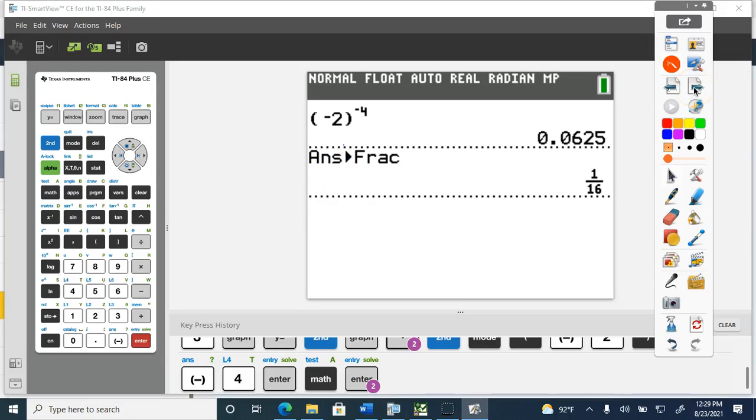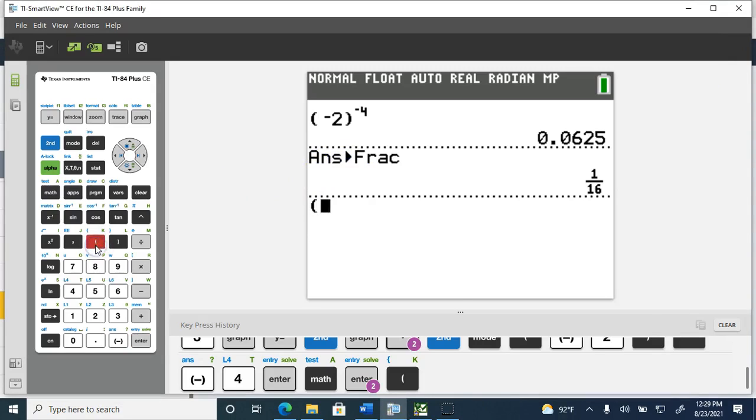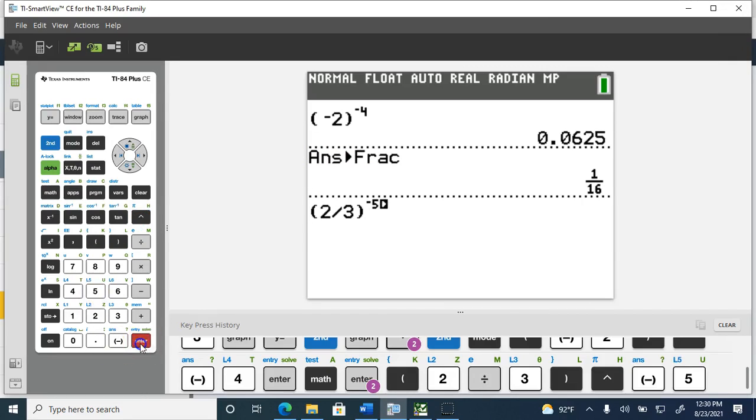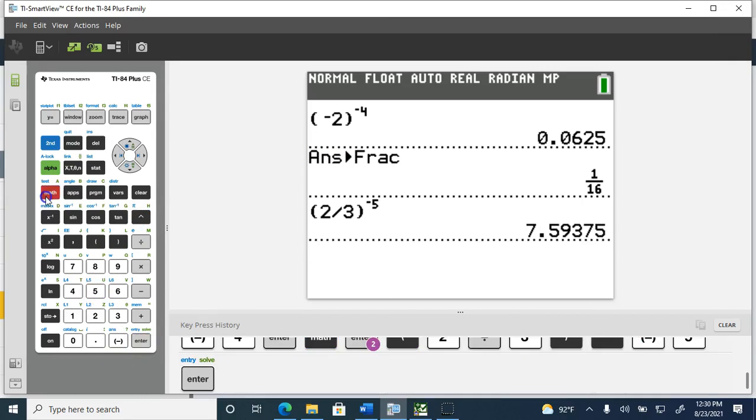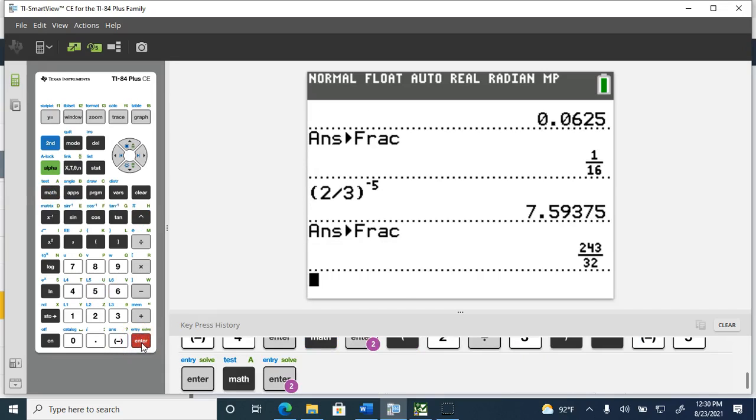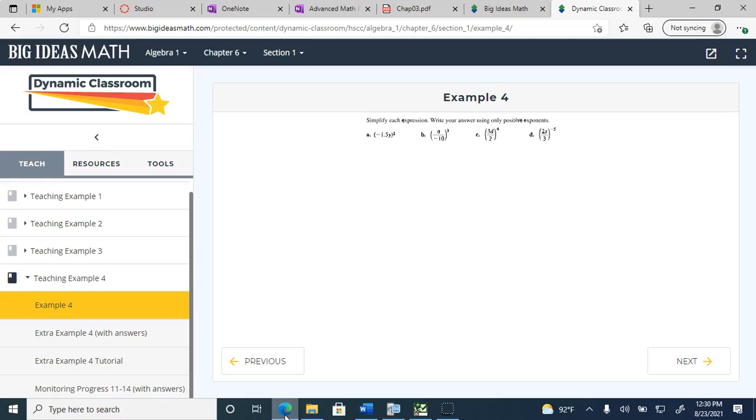What's giving you a headache? It's almost 2 over 3. You do it like that, to the negative 5th power. Where do you get the slash button from? The divide. I hit math, enter, enter to change it to the fraction. Either way gives us the same answer. So we got 243 over 32.